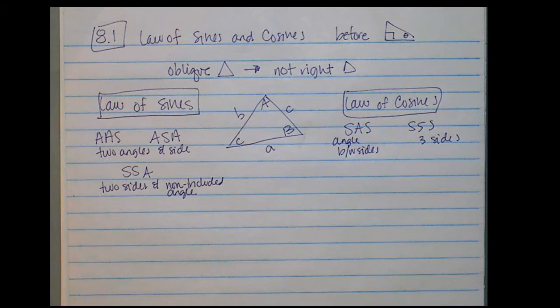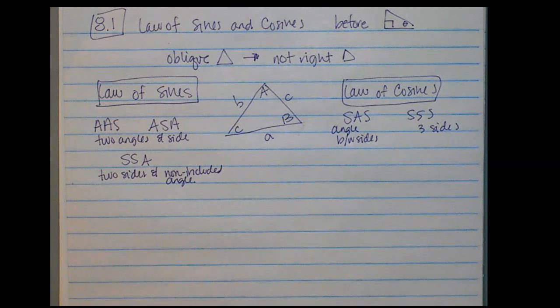So if we know any of those pieces, we can figure out the other angles and sides, based on ratios of the triangle, based on the law of sines and cosines. So the law of sines is super duper easy. Law of sines is my favorite because it's really easy to remember.